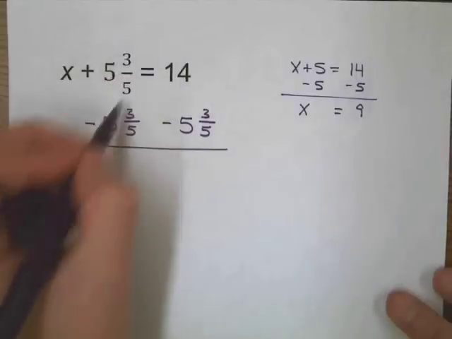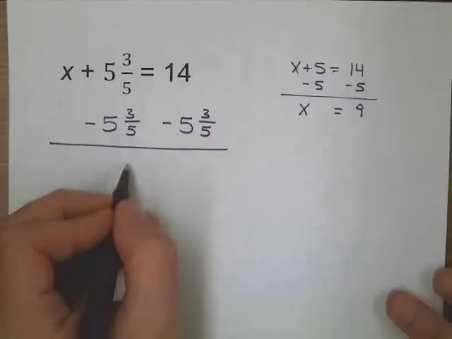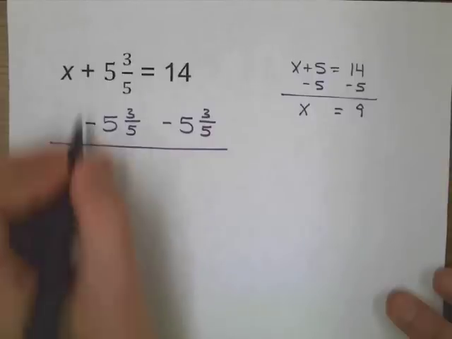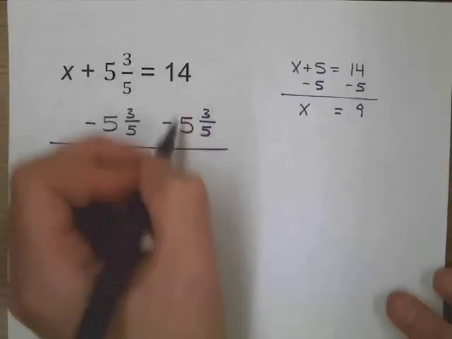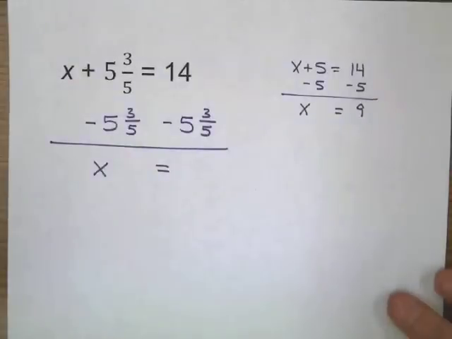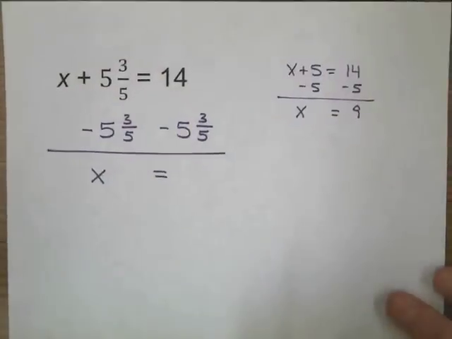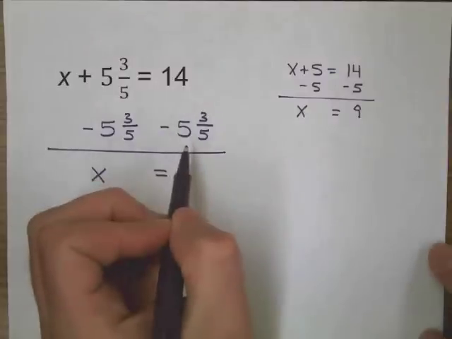So 5 3/5 minus 5 3/5 is going to be 0. So that just leaves us with x on this side of our equal sign. Now we have 14 minus 5 3/5. Well, we know how to do this. We're going to need to do a little regrouping.